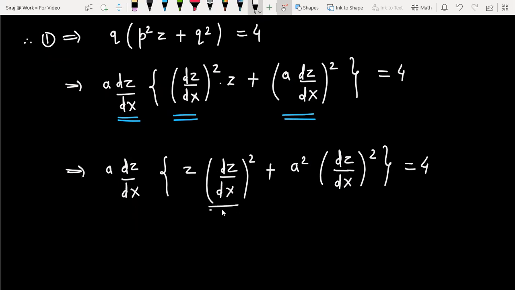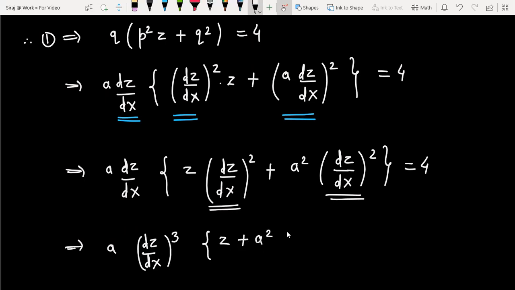Now we can take this dz by dx bracket square common. So it will become a into dz by dx as it is, and into this dz by dx bracket square common. So it will become dz by dx bracket square, and into this dz by dx it will become dz by dx bracket cube. The remaining things in the bracket will be z plus a square only, equal to 4 as it is.